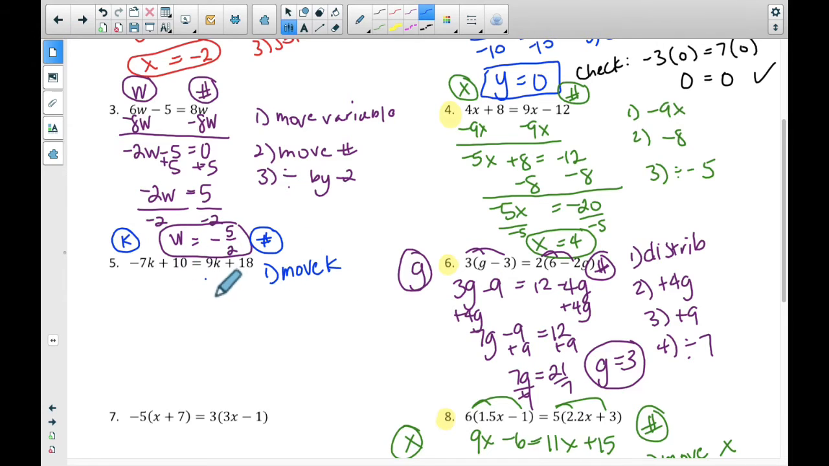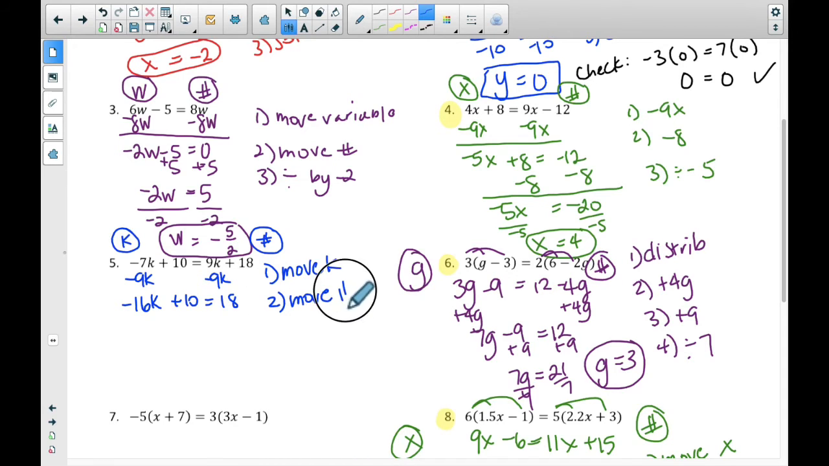So that means here I'm going to subtract my 9K. If you need to use a calculator, you can. Negative 7 minus 9 is negative 16K. And then we bring down our plus 10. We bring down our equal sign. We bring down our 18.